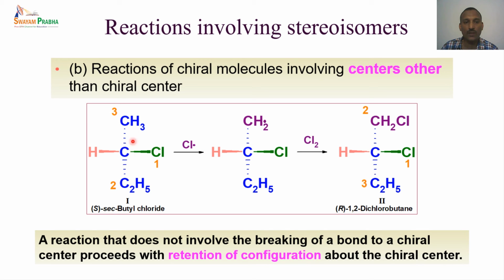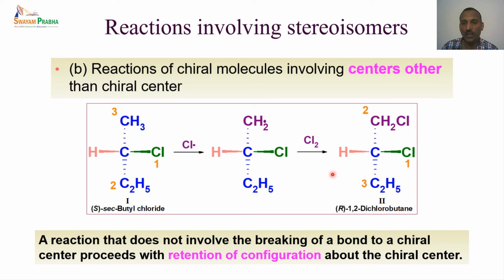We start with the starting material, secondary butyl chloride. As we mentioned, 1, 2, 3 is in the clockwise direction. Hydrogen is pointing towards the observer, so we have to take the negative, which means this isomer is the S isomer. This undergoes chlorination. The proton of the methyl group is abstracted and we get a CH2 radical here. This again reacts with the chlorine molecule to give CH2Cl.